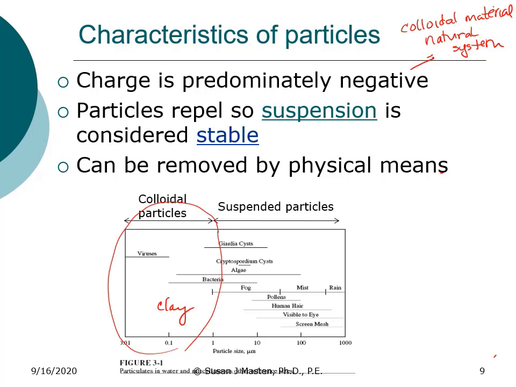Now, if we have what's referred to as a stable suspension, so as I mentioned, milk is a stable suspension. The particles repel one another, so they stay in suspension. They're not going to aggregate, form large enough particles to settle out. So a stable suspension is one where the particles repel one another so they don't aggregate.